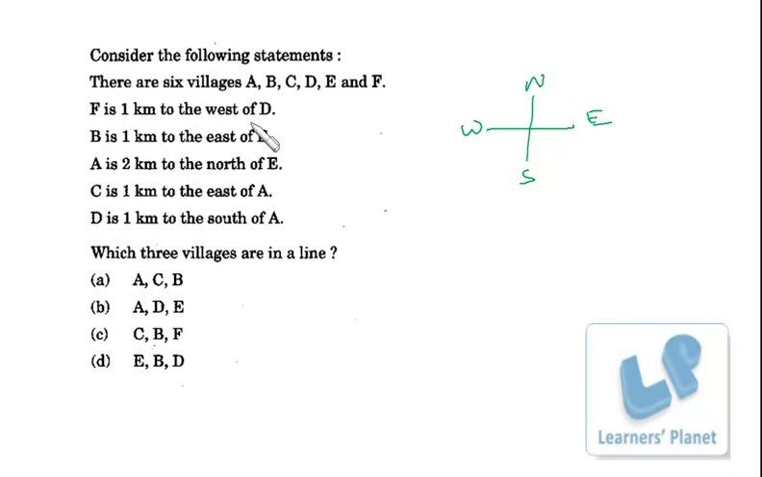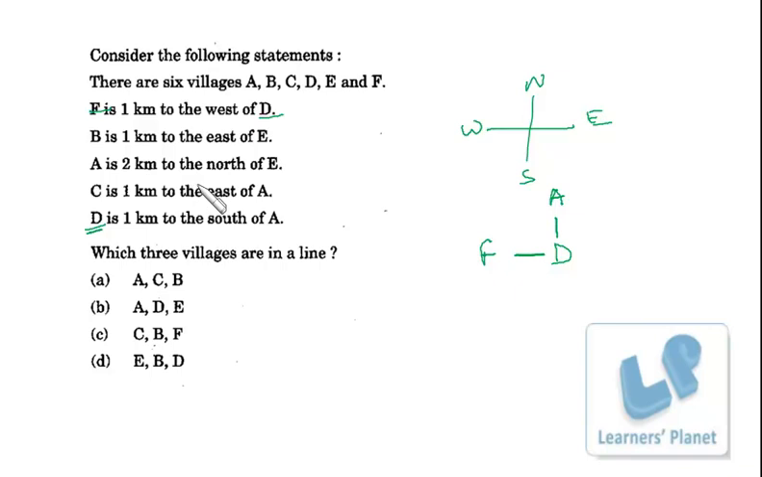F is 1 kilometer to the west of D. I assume this to be 1 kilometer. So F is 1 kilometer to the west of D. Okay, so this is FD. So F and D. Now we see one more connection with D or F. I have this: D is 1 kilometer to the south of A. Okay, so south, that means D is below A. Now this is also done.